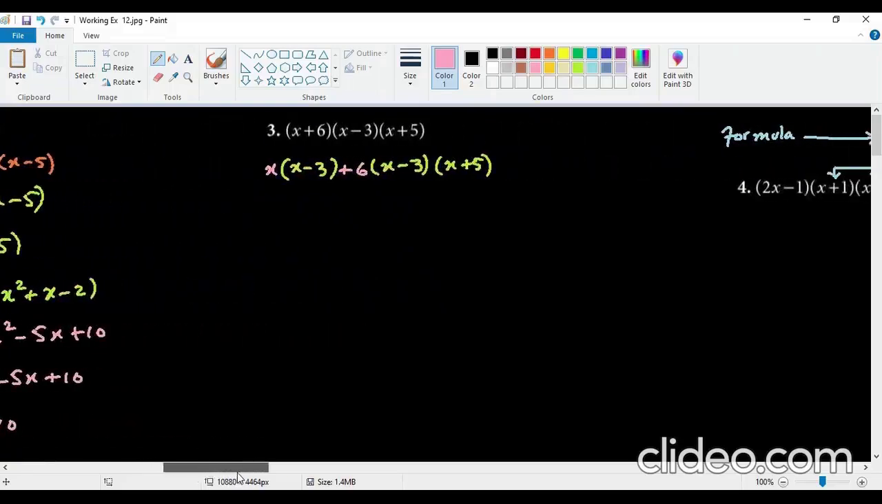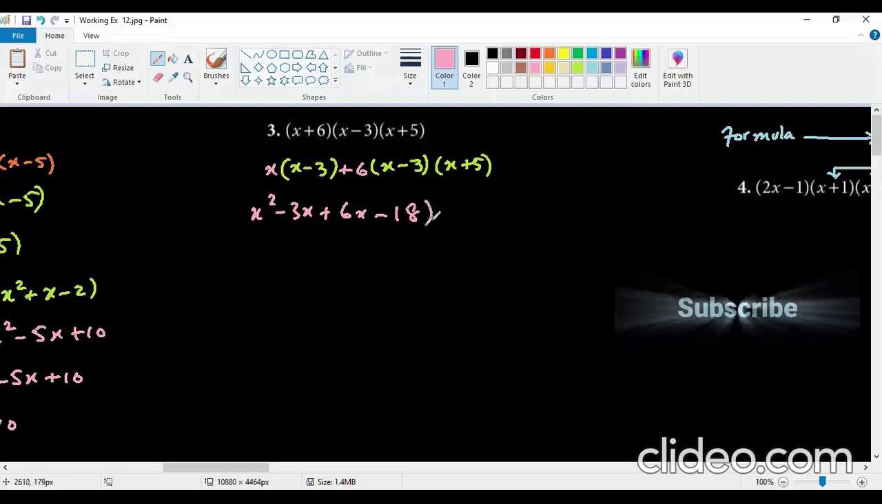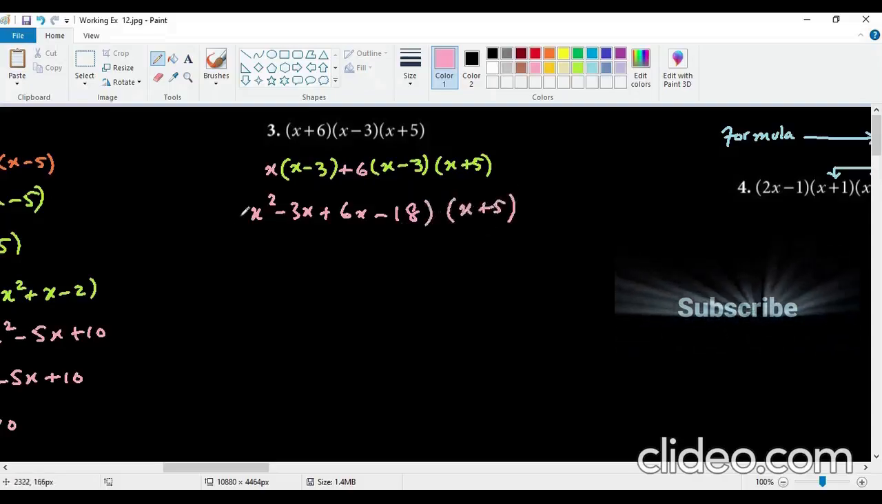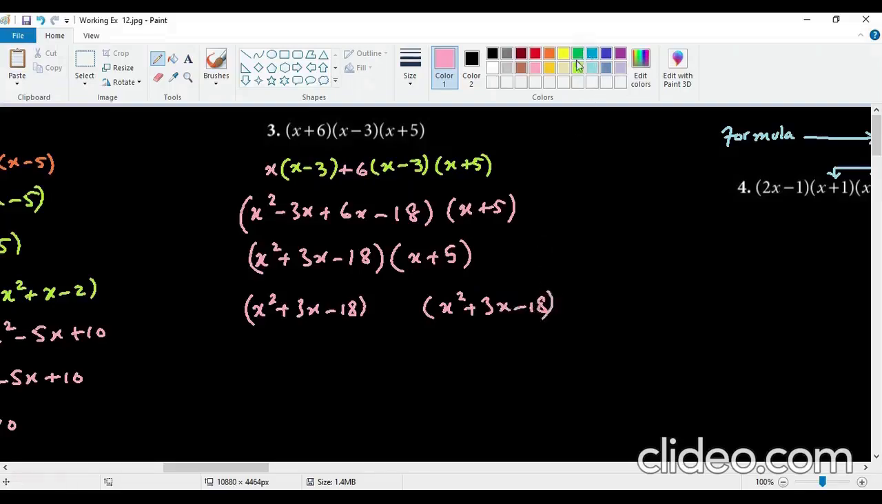Again, the same procedure. It's going to be x square minus 3x plus 6x minus 18 multiplied by x plus 5. Simplifying, x square plus 3x minus 18 in the first bracket, multiplied by x plus 5. So I will write x square plus 3x minus 18 two different times. First I will multiply it by x and second by plus 5.